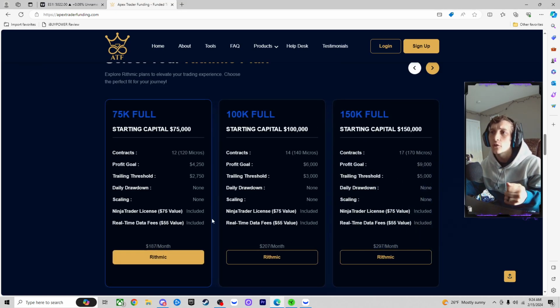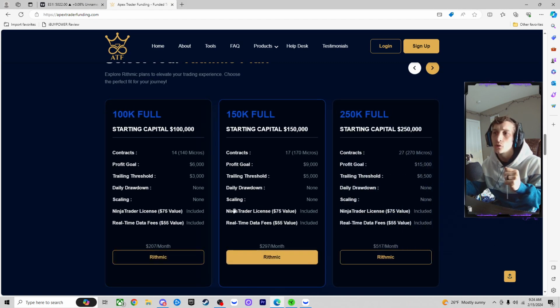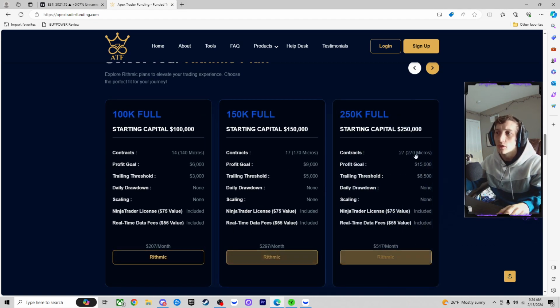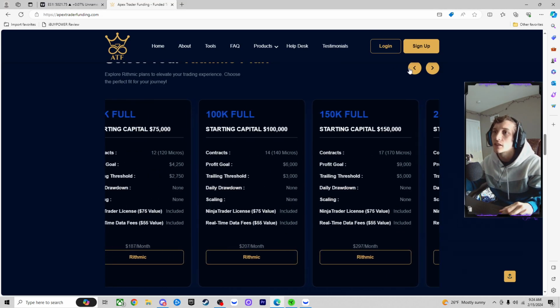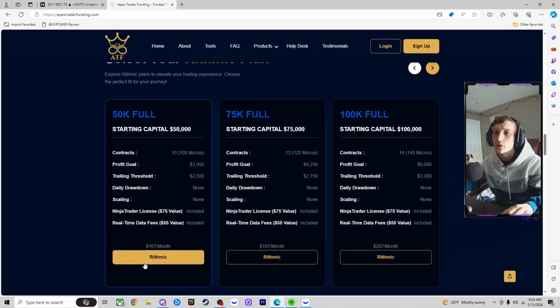So basically how this works with these prop firms is you get in with a goal. The 50K account, for example, you can see that your profit goal is $3,000. So you've got to make $3,000. You have access to 10 contracts. Now this isn't 10 contracts total, where you have to use 10 contracts in a day. No, this is 10 contracts per position, max.